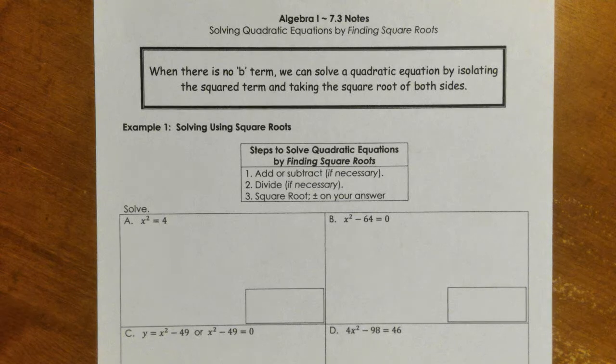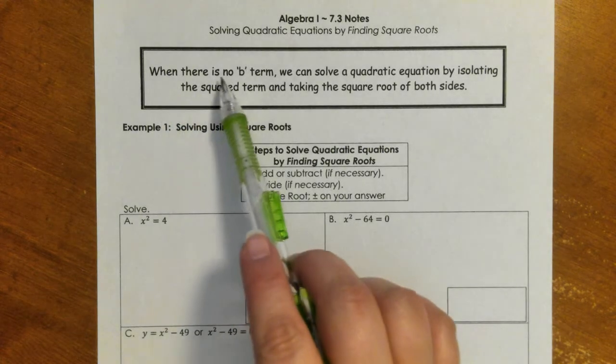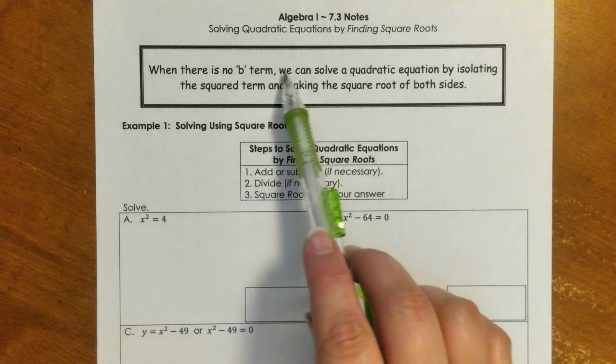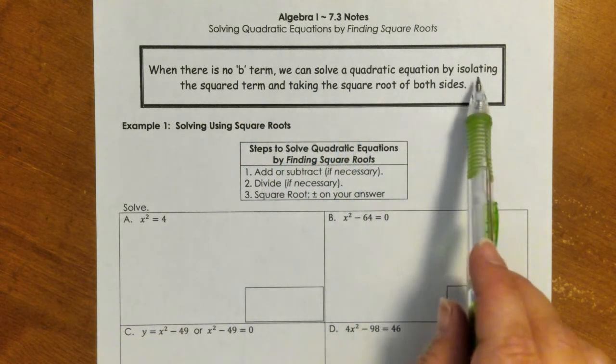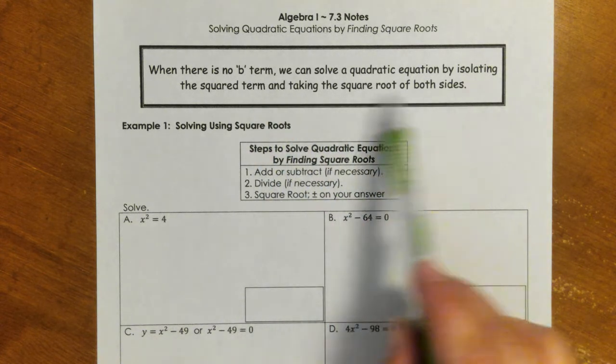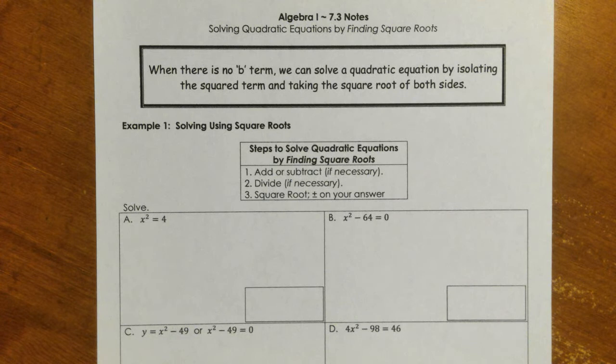For 7.3, it says solving quadratic equations by finding square roots. So it says when there is no b term, so when there's basically no middle term, we can solve a quadratic equation by isolating the squared term and taking the square root of both sides. So let me just walk you through how to do this.